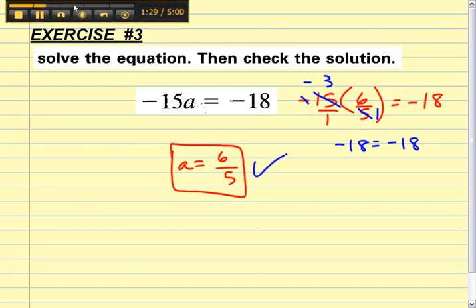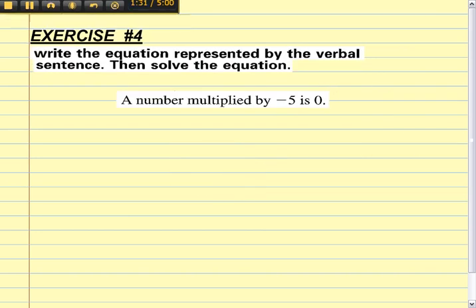Now, let's look at the next example. Okay? This is example number 4, or exercise number 4. It says, write the equation represented by the verbal sentence. Then solve the equation. Okay, first I need to write one, then I need to solve it. It says a number multiplied by negative 5 is 0. How do I write a number multiplied by negative 5? How do I write that, Maggie H?